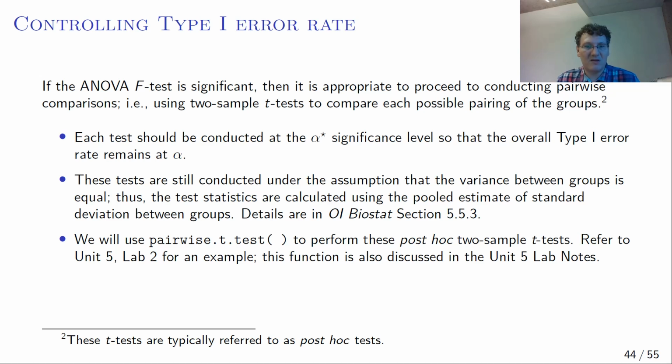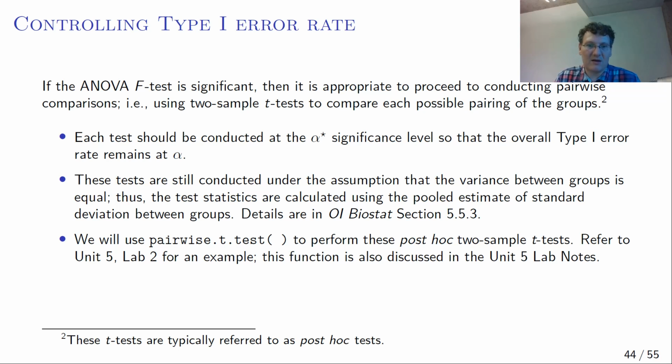Each test is going to be done using a corrected significance level, not alpha, but alpha star, so that the overall type 1 error doesn't exceed alpha, the 0.05. Now these are sometimes called post hoc tests.